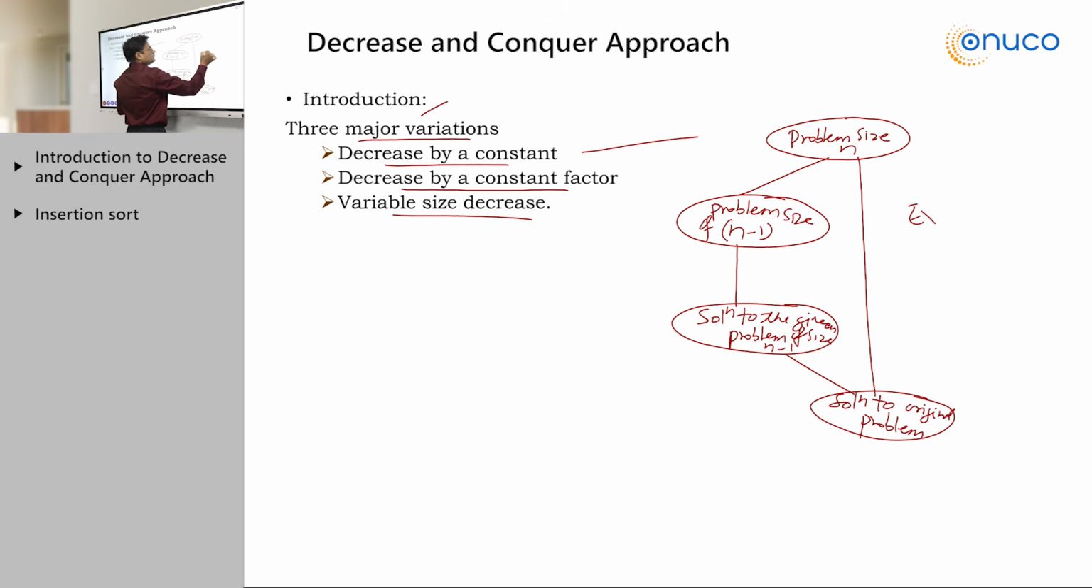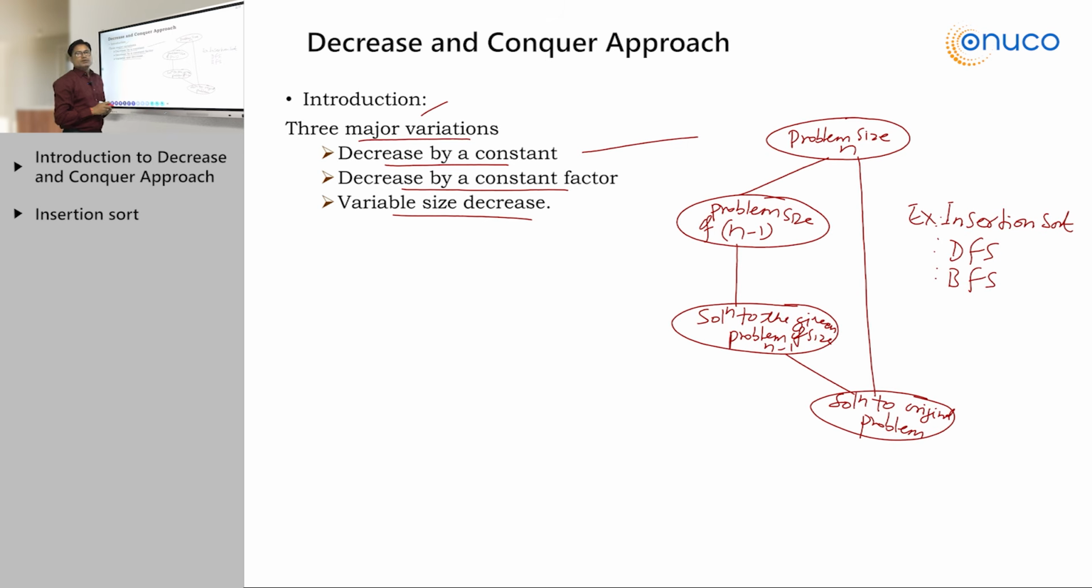An example is insertion sort. We also have DFS and BFS concepts. These are all decrease by 1. DFS, depth first search, and BFS, breadth first search, are all decrease by constant.